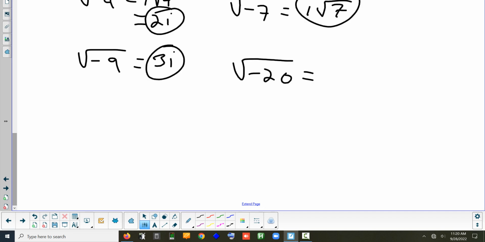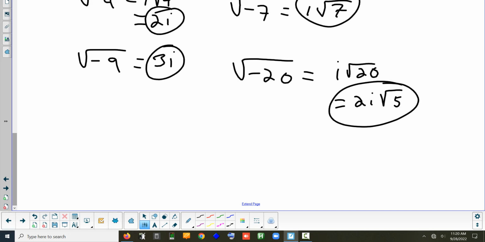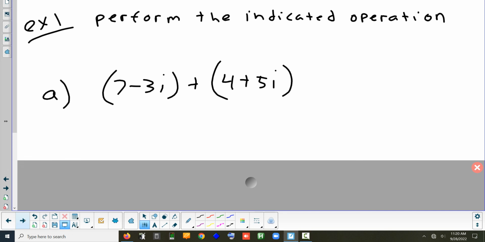Now, this one, you'd start by pulling the negative out. And now do the rest of that problem for square root of 20. What is the square root of 20? Forget about the i for a second. It's 2 square root of 5. So this is 2i square root of 5. That's where you put the i. You could do i2, but you won't see that. Interesting. Okay, so that's square roots.